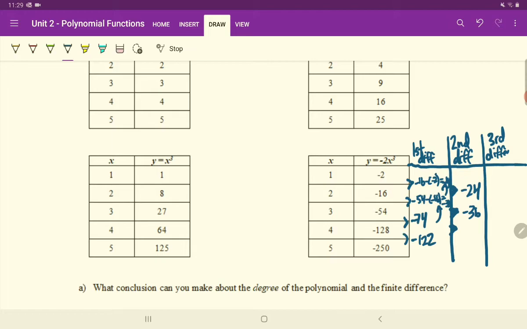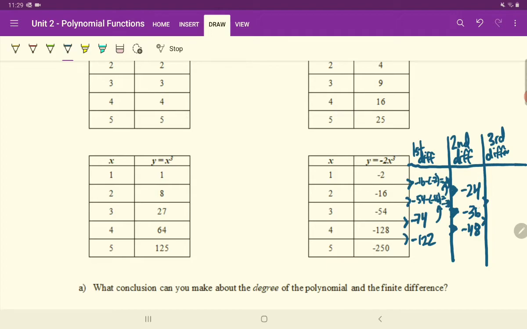Then we're going to do -122 plus 74. I mean, it's going to be minus -74, but you get the idea. That becomes plus, and we're at -48. Okay, still, you can see the second differences are not constant, so we got to take them again, right?